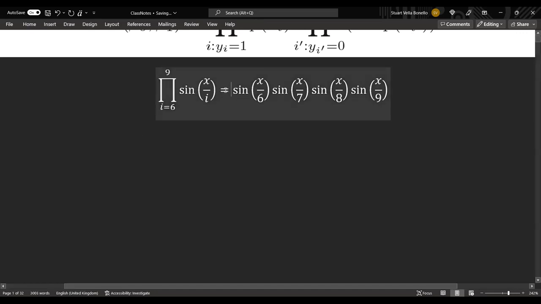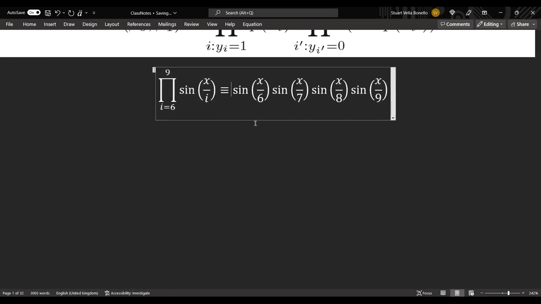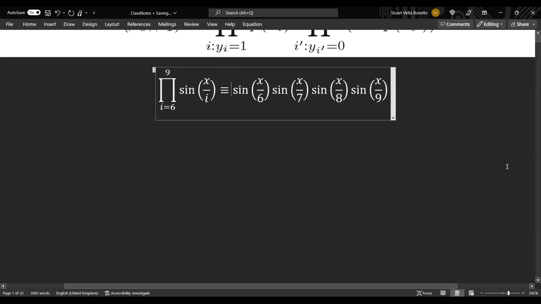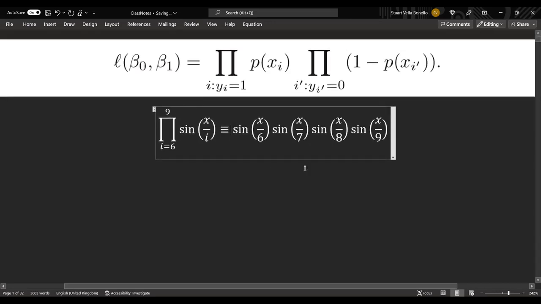You could easily get away with writing equality, but strictly speaking, it's for any value of x. It's for any value of x. So that's what the uppercase pi notation gives us.